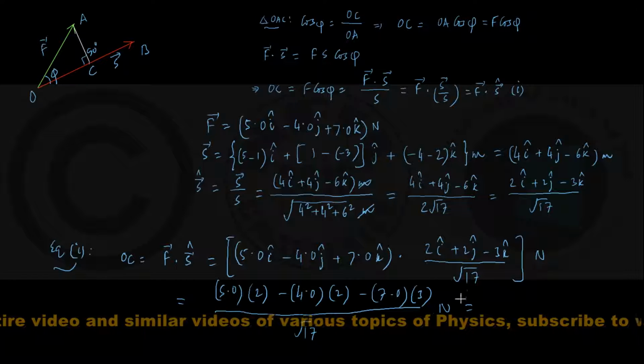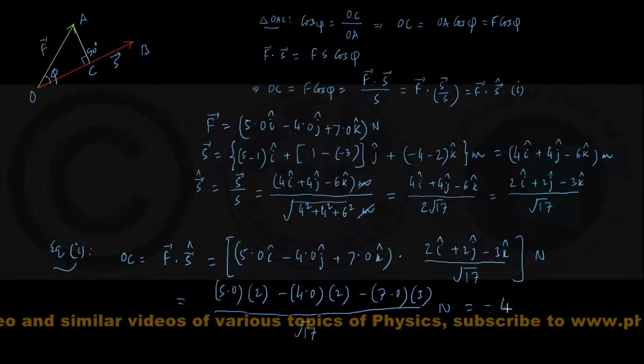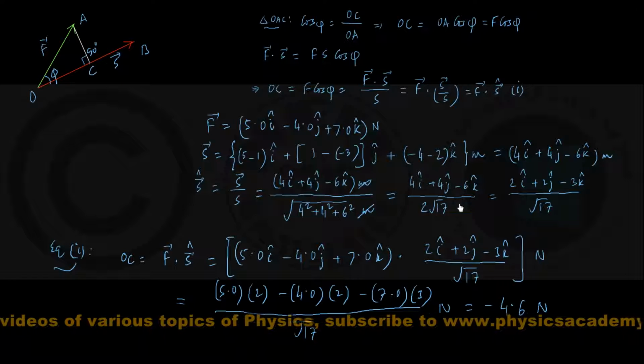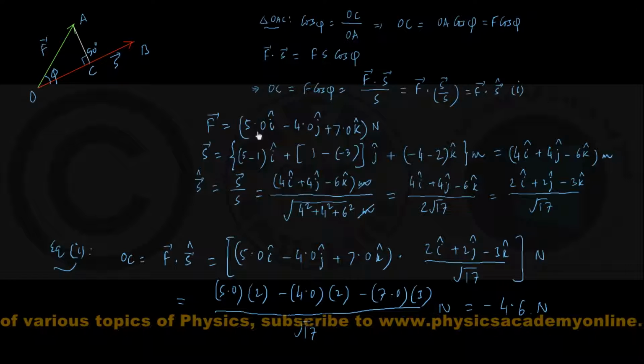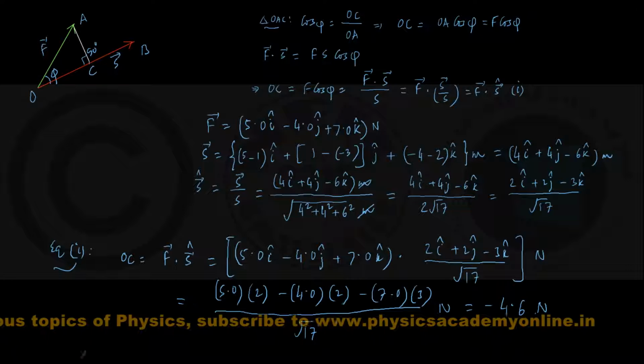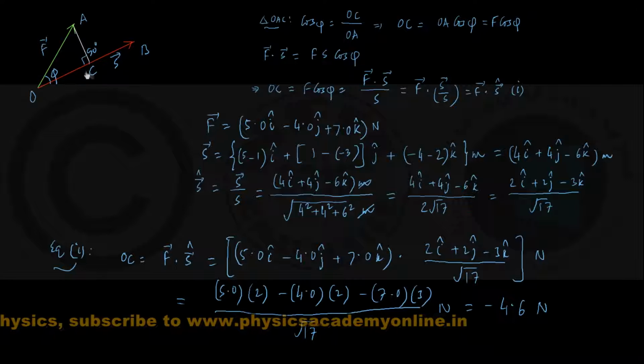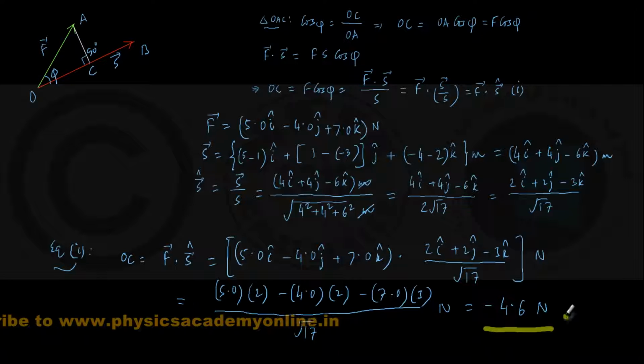Complete the calculation and show that this is coming out to be minus 4.6 Newton in two significant figures, in accordance with the accuracy of the given data of the problem. So we have got here that the component of the force vector along the displacement vector is minus 4.6 Newton. The negative value here implies that the angle phi between the force and displacement vectors is an obtuse angle, and therefore the component vector of force.